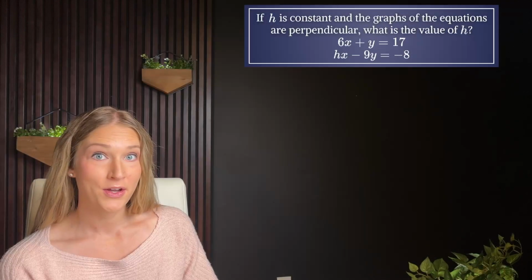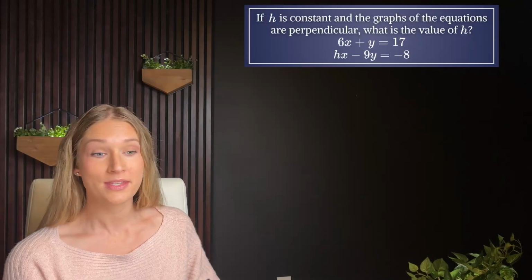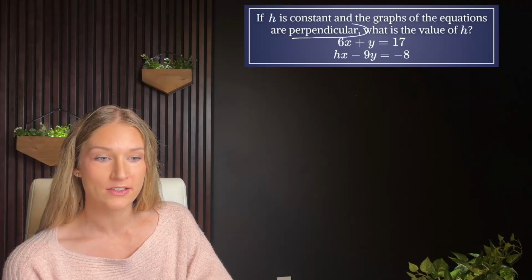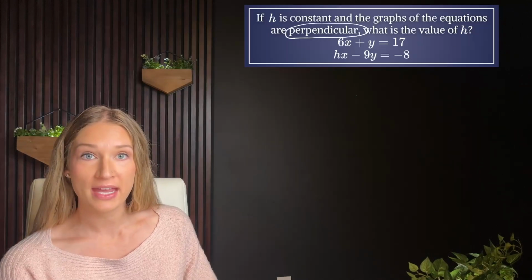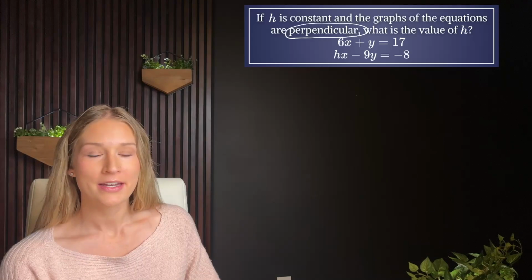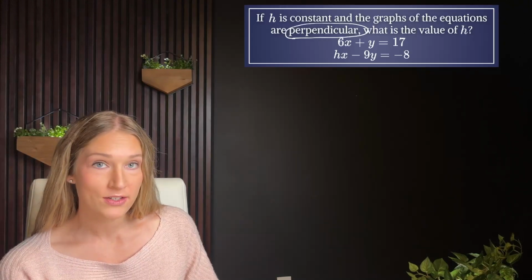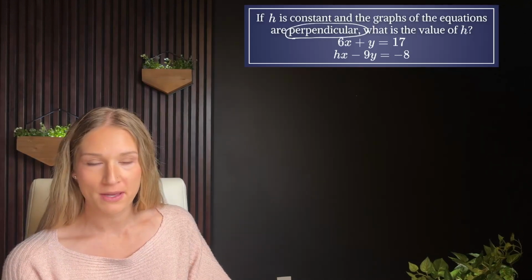Let's do this one together. We've got two lines, and we are told that these two lines are perpendicular, and they want us to find the value of h if h is a constant. Now, the fact that the two lines are perpendicular is important because that tells us something about the slopes.